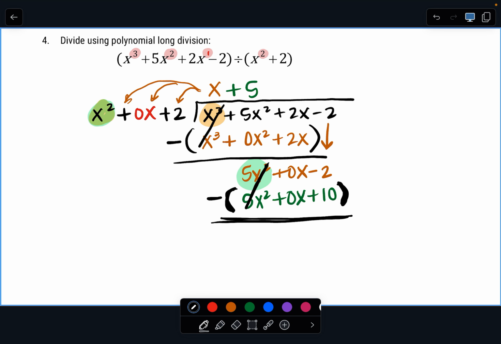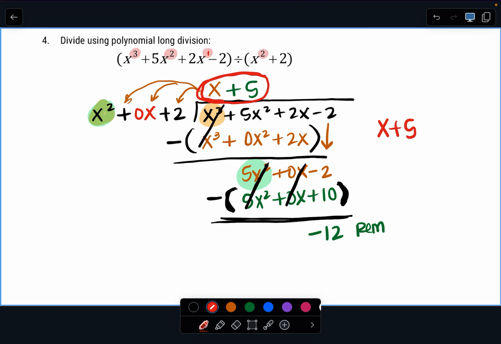0x minus 0x is also going to cancel. What is negative 2 minus 10? Negative 12. So this negative 12 is actually going to end up being my remainder, but we have to go in and write it as a fraction as a part of my final answer. So from my multiplying, I have x plus 5.